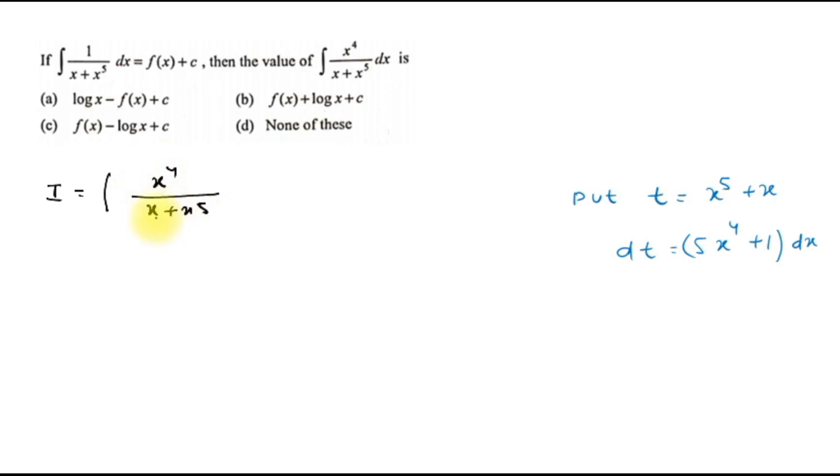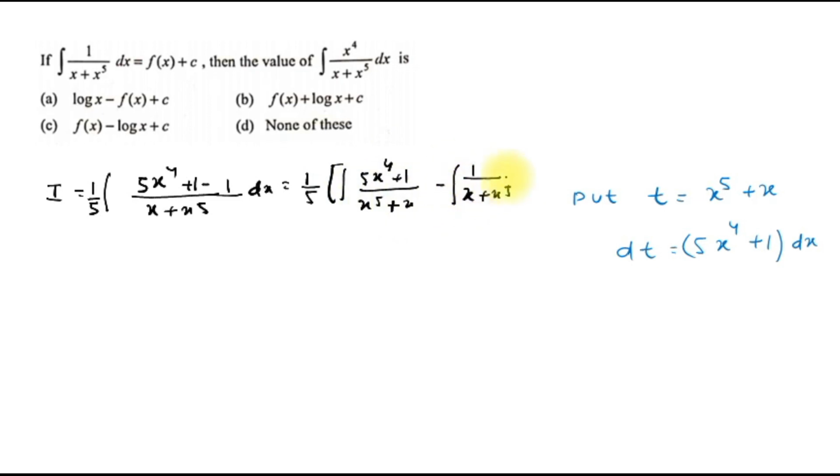See here, if we assume that x plus x to the power 5 is equal to t, dt becomes 5x^4 plus 1. So here we have to multiply by 5, and since we multiply by 5, we have to divide the same by 5, plus we add 1 and subtract 1, so there is no change in the expression. So the overall integration can be written as 1 over 5 bracket open integration of (5x^4 plus 1) divided by (x^5 plus x) minus integration of 1 over x plus x^5 dx.